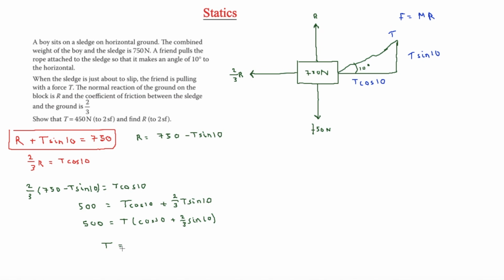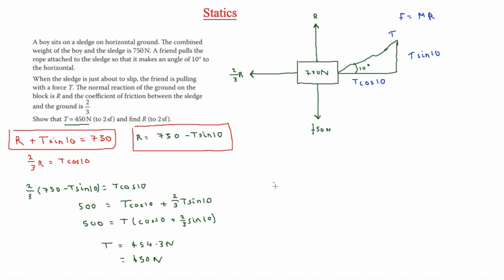So T is equal to 454.3 newtons, which it says here T is equal to 450 newtons to two significant figures. So to two significant figures, this is 450 newtons. Then it asks us to find R. Now this is fairly easy as we already have an equation here for what R is. So we just have to sub that in.